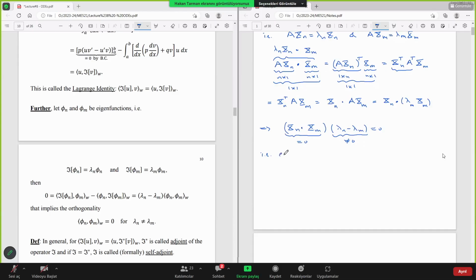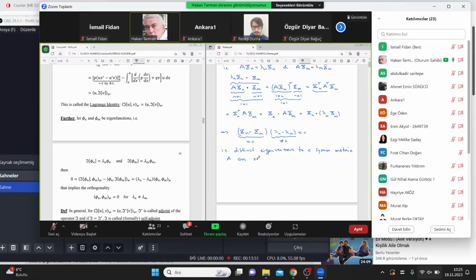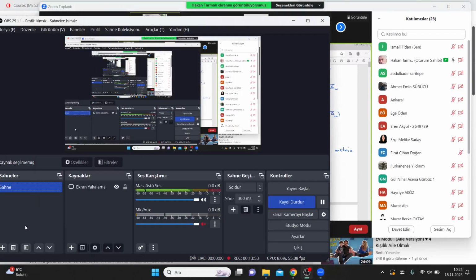i.e., distinct eigenvectors to a symmetric matrix A are orthogonal, right? So this is a fact that we know from linear algebra, right?